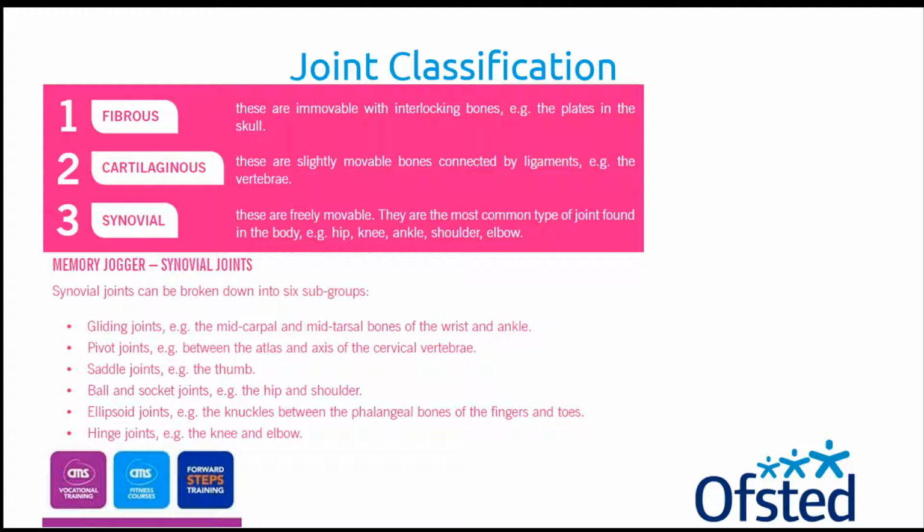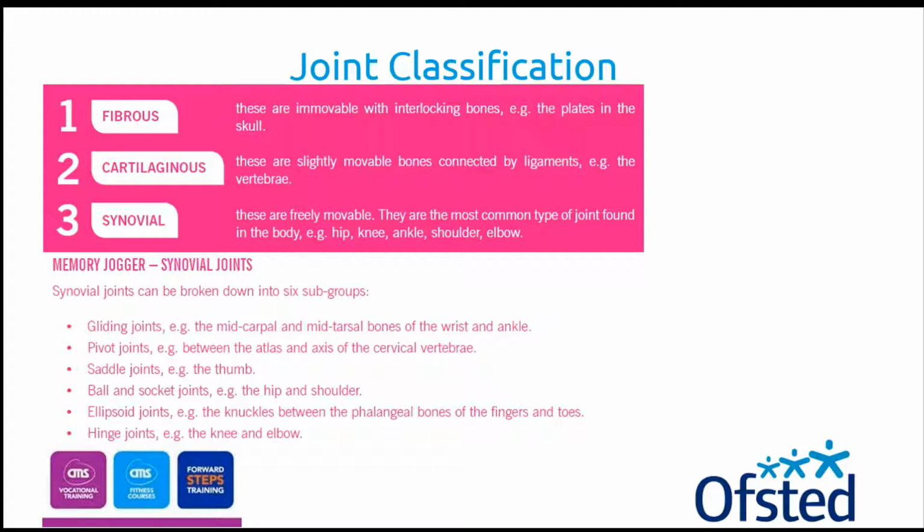Your cartilaginous joints are slightly movable. So we want them to move a little bit, but we don't want to give them too much mobility. A good example would be your vertebrae in your spine. We want them to move a little bit, but not too much, otherwise there can be severe consequences.